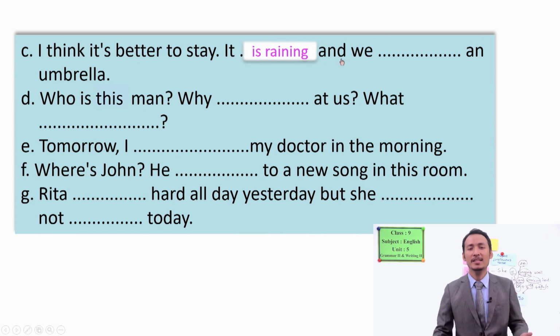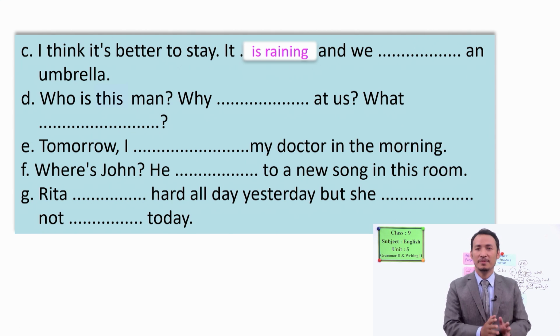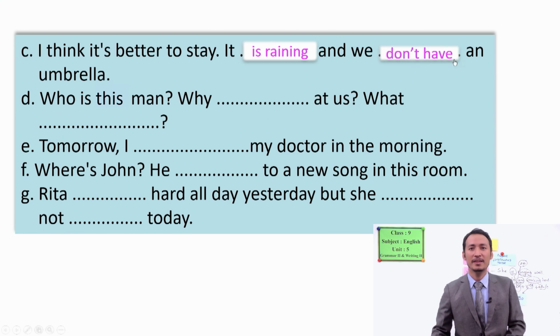So it is raining, and we have an umbrella, or don't have an umbrella. What do you think, students? They are trying to stay because they don't have umbrella. Yes, so we don't have an umbrella.